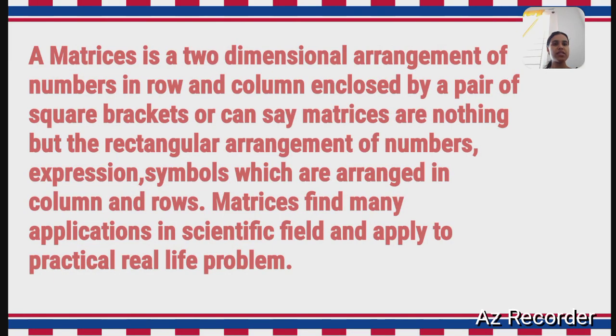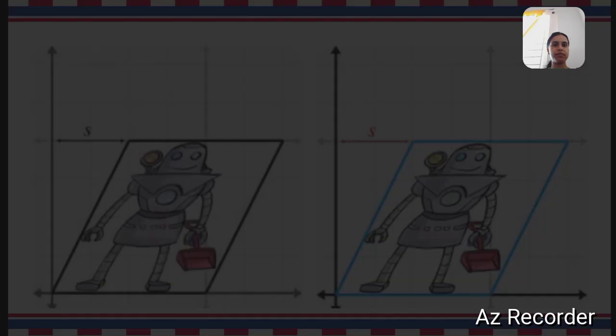Matrices applications in computer graphics. A matrix is a two-dimensional arrangement of numbers in rows and columns enclosed by a pair of square brackets, or we can also say matrices are nothing but a rectangular arrangement of numbers, expressions, symbols which are arranged in columns and rows. Matrices find many applications in the scientific field and apply to practical real life problems.